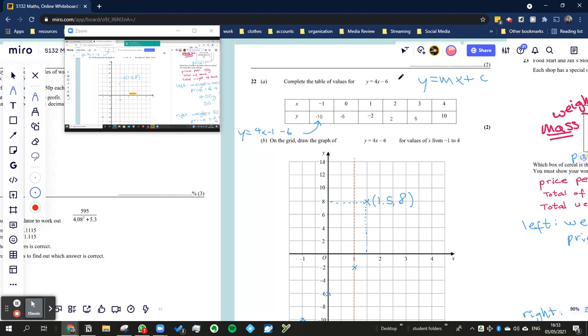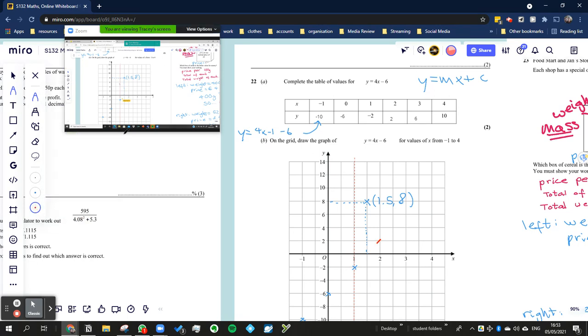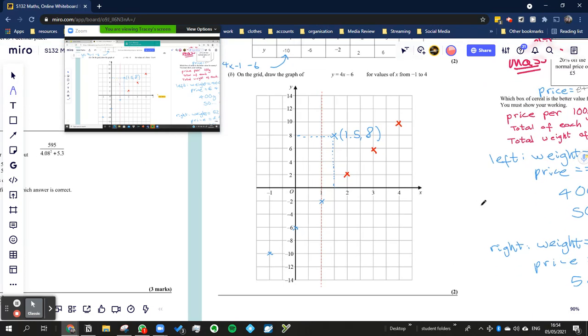I'm going to do these predictions in a different color actually, so we can see that they're predictions. And then we're going to see that they're correct. So if we follow a straight line, the next one's going to be there, the next one's going to be there, the next one's going to be there. Let's see if I'm right. When x is 2, I'm saying that y is 2. Yeah. When x is 3, I'm saying that y is 6. Awesome. When x is 4, I'm going to say y is 10. Yeah. So that was just like a little cheat that I knew would work because it's a straight line.